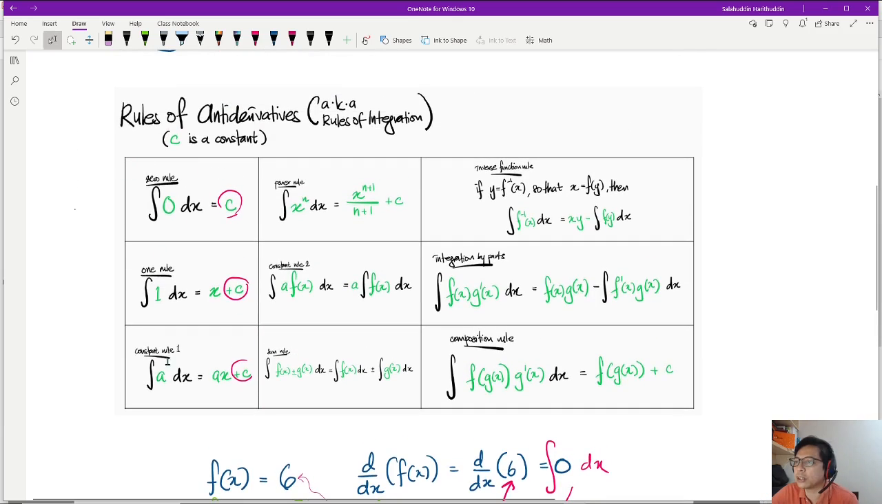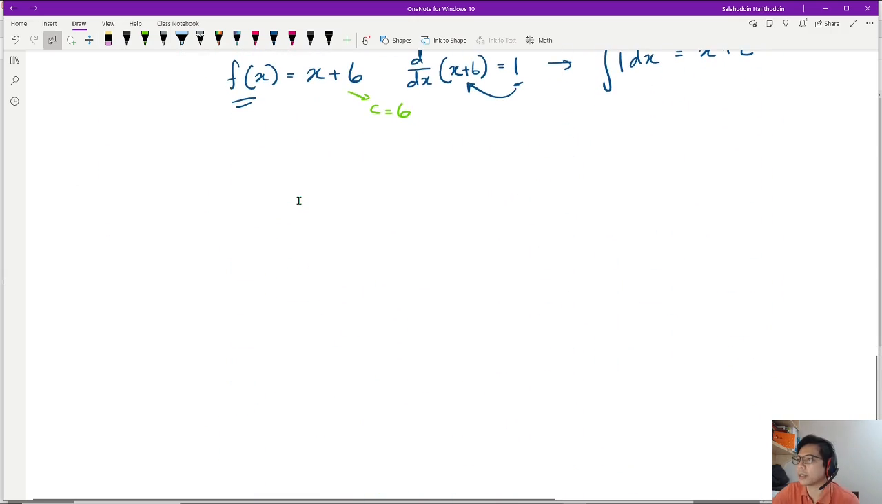So this constant rule here, and this one, are pretty easy, pretty straightforward. Now I think one of the most common functions that we're going to deal with in engineering is the polynomial functions, and there will be some cases where we have to integrate polynomials. So that's why we introduced this power rule here. Power rule is really simple.